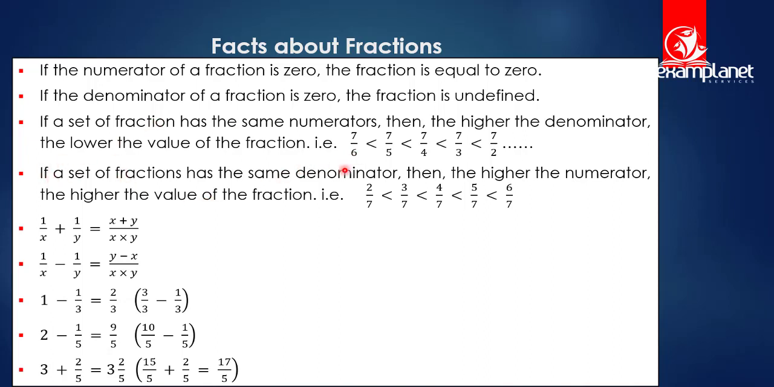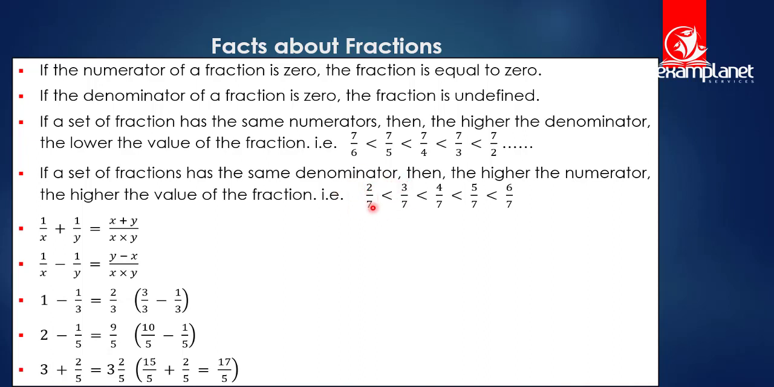The next one says if a set of fractions has the same denominator, then the higher the numerator, the higher the value of the fraction. Alright, here we're looking at the same denominator, like you see here, 7, 7, 7, 7. So now, if we want to compare, we check the numerator. The bigger the numerator, the bigger the fraction.